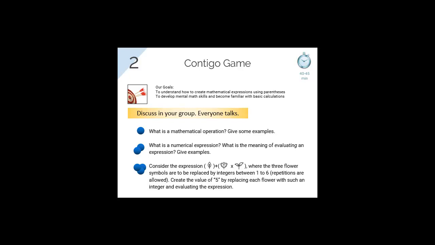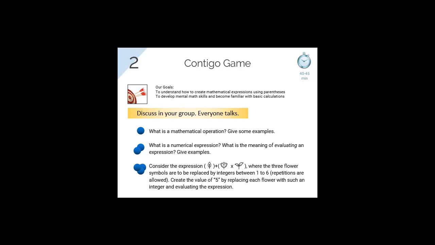And the second goal is to develop mental math skills and become familiar with basic calculations. This goes hand in hand with activity 1, which is number talks, just to make kids familiar with math, so they can make operations in their head, but also they can write them, discover patterns. So just to get used to all these mathematical things.